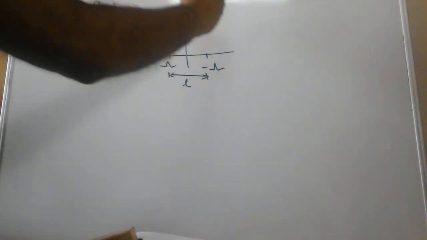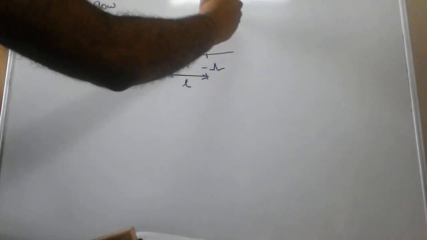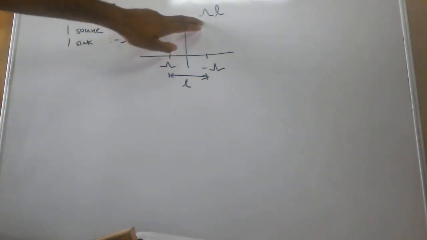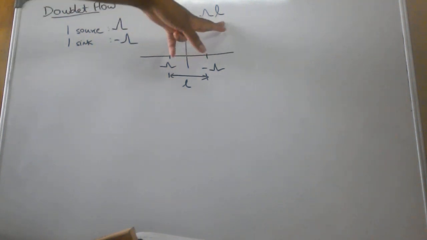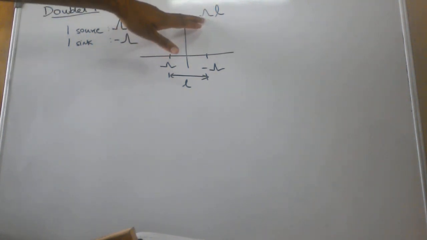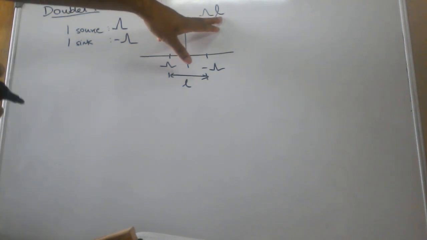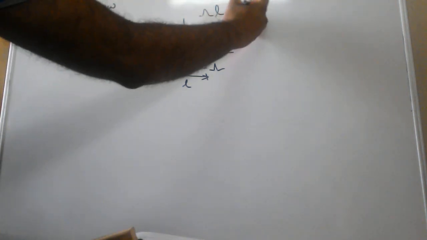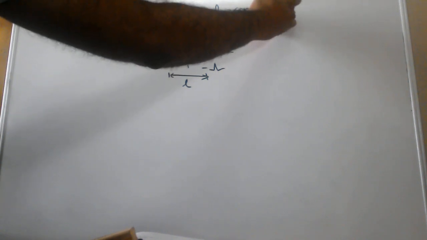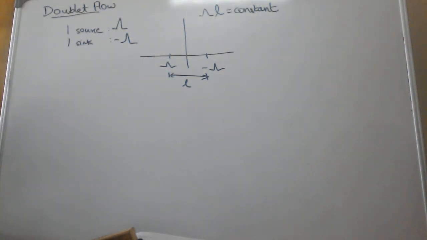That condition is that lambda L, which is the strength of the source or sink times the distance of separation between the source and sink, has to be a constant. So given this constraint, we will try to understand how the doublet flow's stream function or velocity potential function, etc., can be derived.